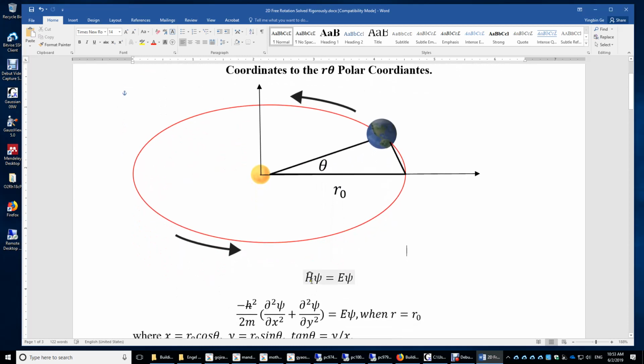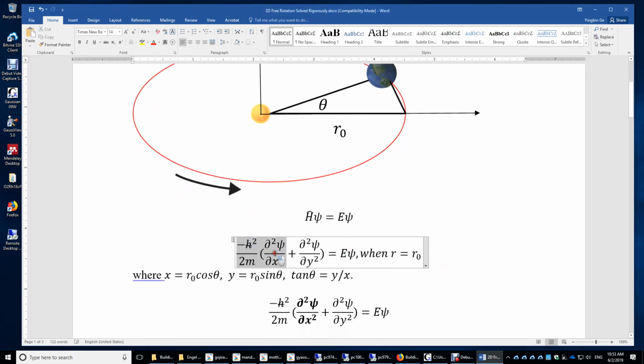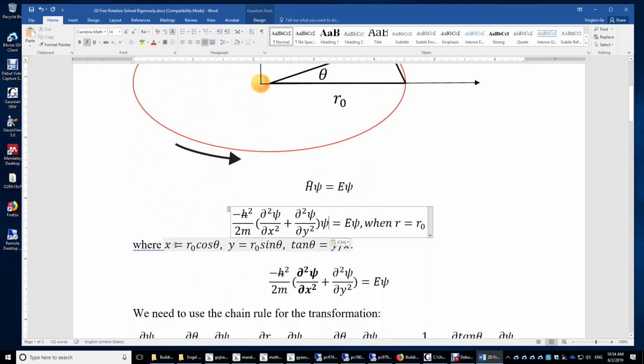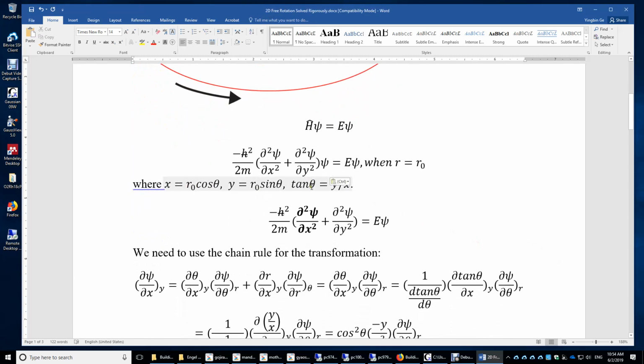And then we write out the time-independent Schrodinger equation here, which is the kinetic energy in the x direction plus the kinetic energy in the y direction being applied to the wave function of the particle. We get E psi. What about the potential energy? It's a free rotation, therefore the potential energy of the particle is 0 as long as the particle stays on this ring with a constant radius of r0. And then again we have x equals r0 cosine theta, y equals r0 times sine theta, and tangent theta equals y over x. We will then convert this Schrodinger equation to polar coordinates.